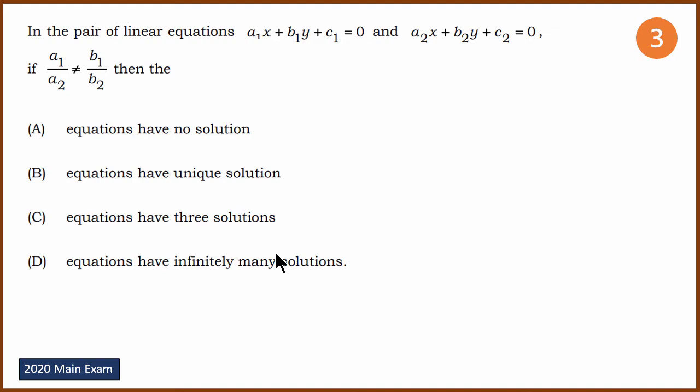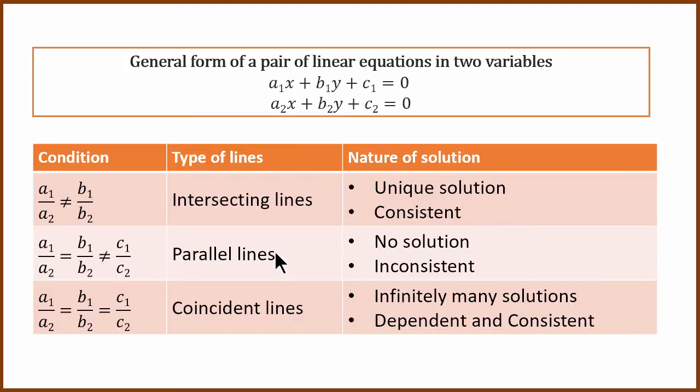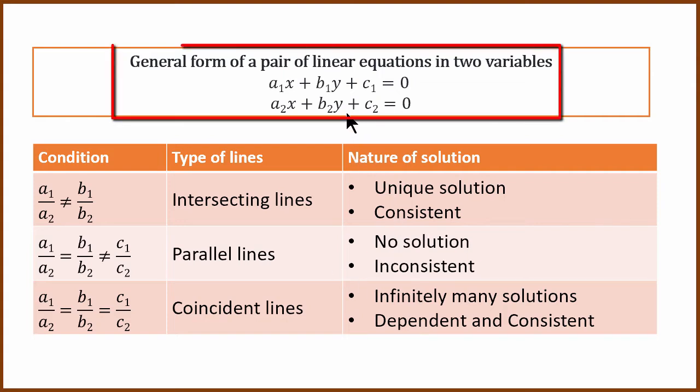This kind of question is extremely common. You'll see for sure a few questions in the examination of this type. To solve this type, we need to remember this table. Let's go through this table. As we know, the general form of a pair of linear equations is something like this: a1x plus b1y plus c1 equals 0, a2x plus b2y plus c2 equals 0. So that's the general form.